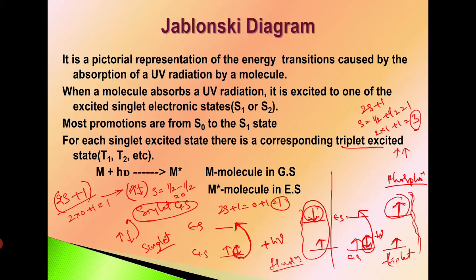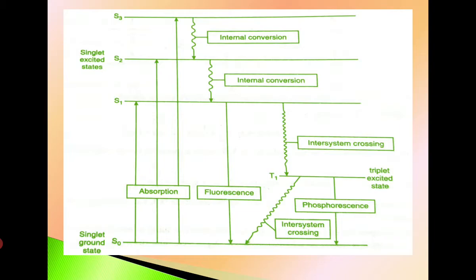So depending upon the energy of the photon, the electron can jump to any higher energy levels, that is from ground state to singlet states and triplet states. Let us see how Jablonski explained all this. So this is the Jablonski diagram.